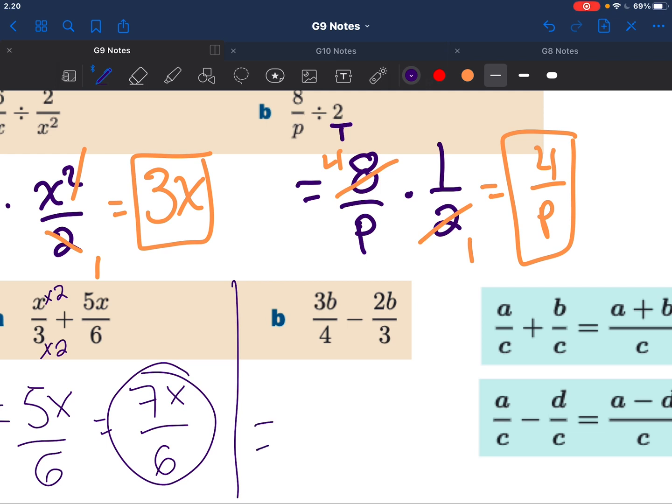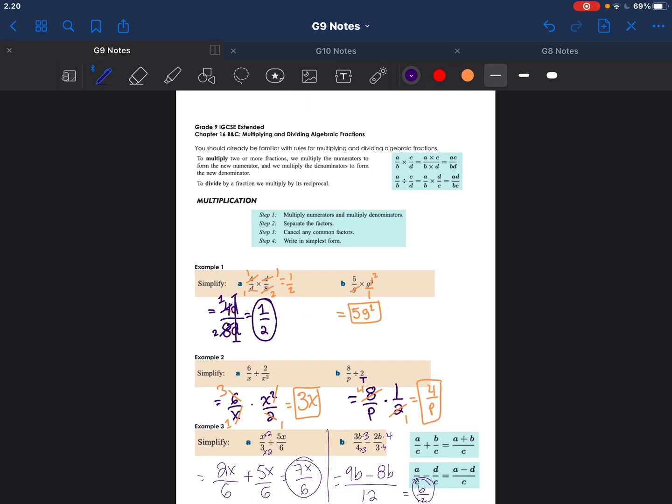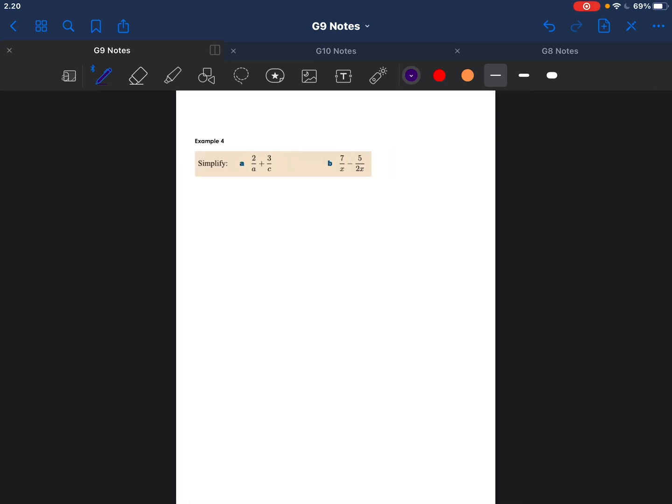Alright, y'all do this one. The common denominator of 4 and 3 is 12. So I'm going to multiply by 3 on top and bottom. This one is times 4. I got 9b minus 8b over 12. That's b over 12. Pretty easy, right? It's just the same, but with algebra, with some letters there.